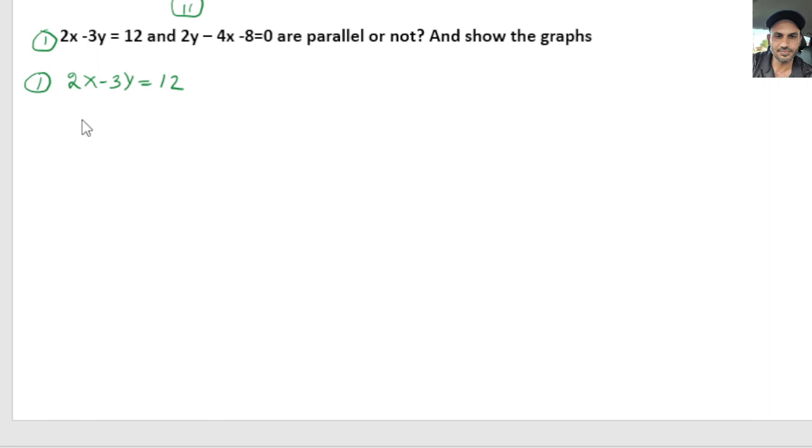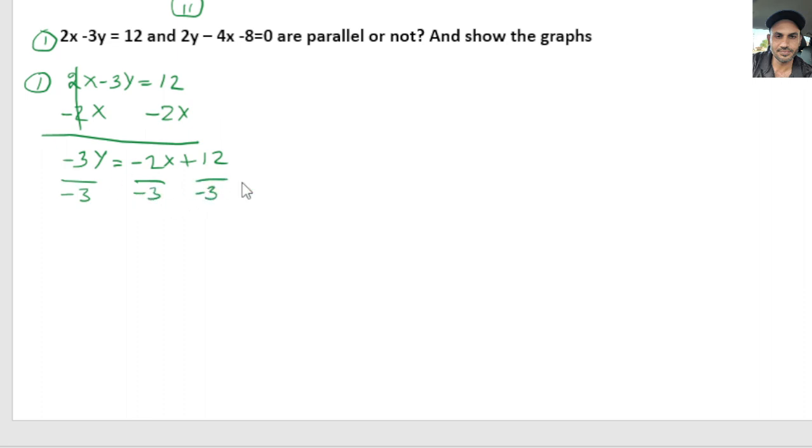Now to bring this into slope-intercept form, we have to get y on one side and everything else on the other side. So we have to remove this 2x by subtracting 2x, and we do that on both sides. So you're left with -3y equals -2x plus 12. Now we have to solve for y. Since -3 is multiplying y, we divide the whole equation by -3. So -3 divided by -3 is just 1. So this is y equals, here we get -2 over -3 is positive 2/3 x, and plus 12 divided by -3 is -4. Okay, so that's your first line.